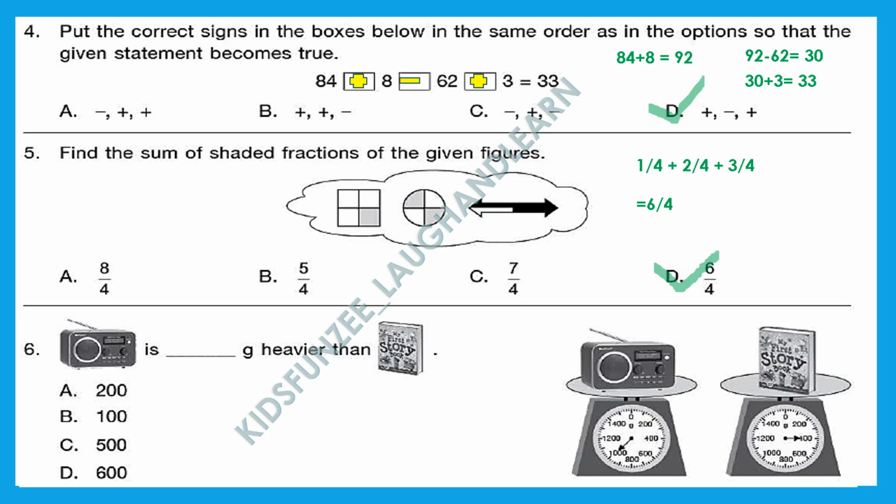The radio is dash gram heavier than the book. Okay. Now we have to find it. What is the weight balance telling? Okay, I can see that the storybook weighs 400 and the radio weighs 1000. So what do we have to do? We have to subtract to find the difference. 1000 minus 400 is equal to 600. So how many grams? 600 grams. That is option D.